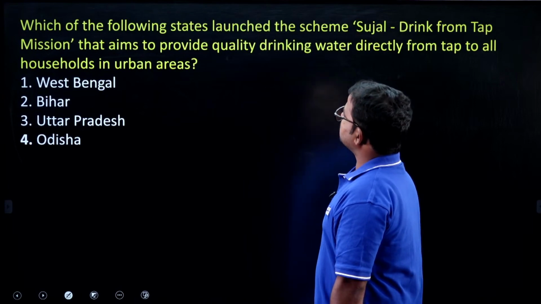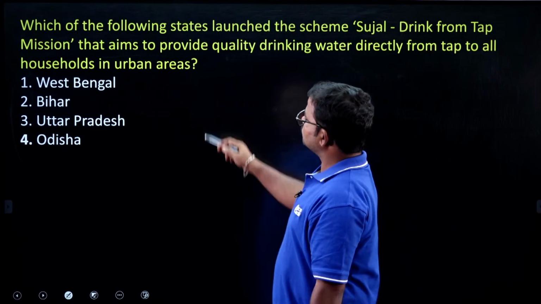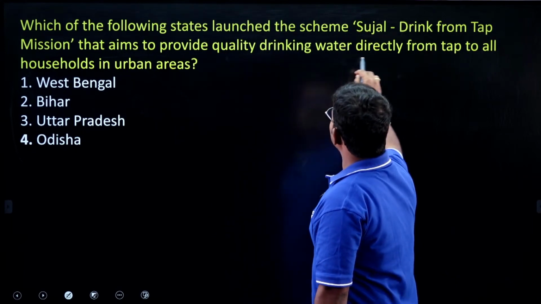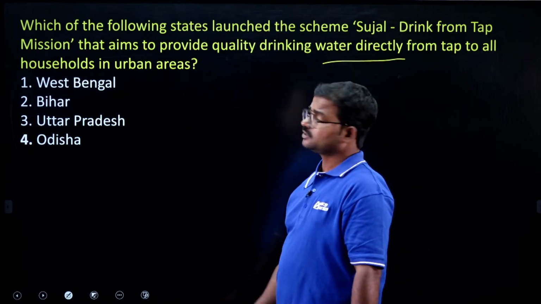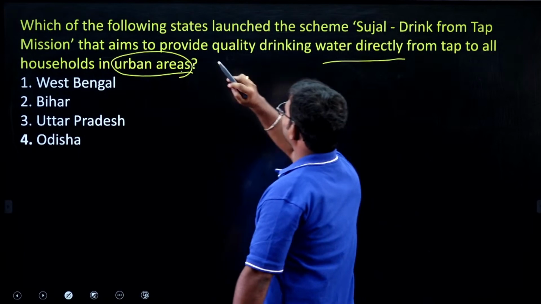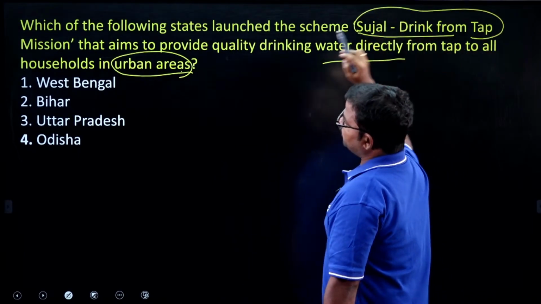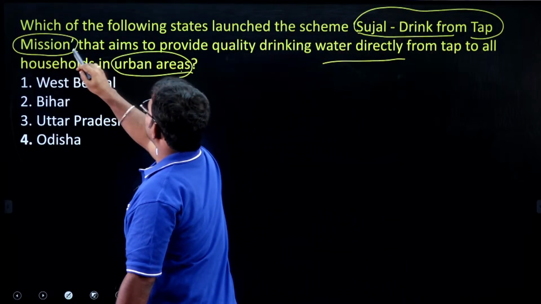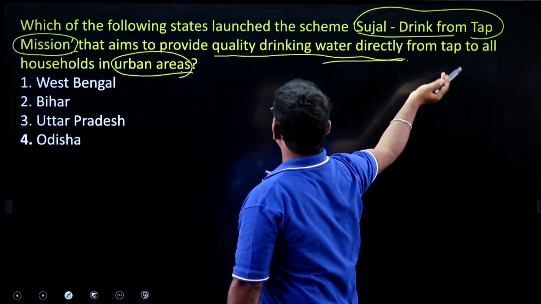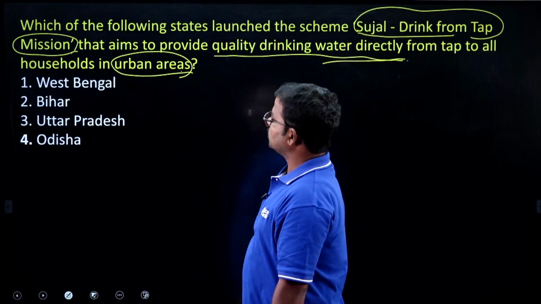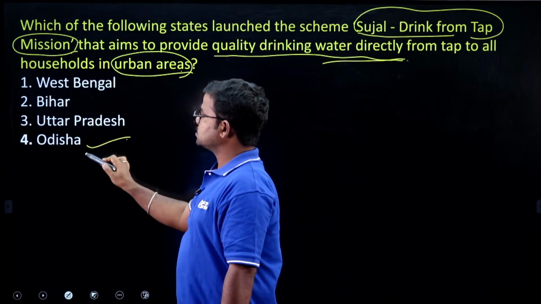Next one. Which of the following states launched the scheme Sujal Drink from Tap Mission that aims to provide quality drinking water directly from the tap to all households in urban areas? Here you should remember urban areas. So what is the specialty of this mission? It aims to provide quality drinking water directly from the tap to all households in urban areas. The correct answer is Odisha.